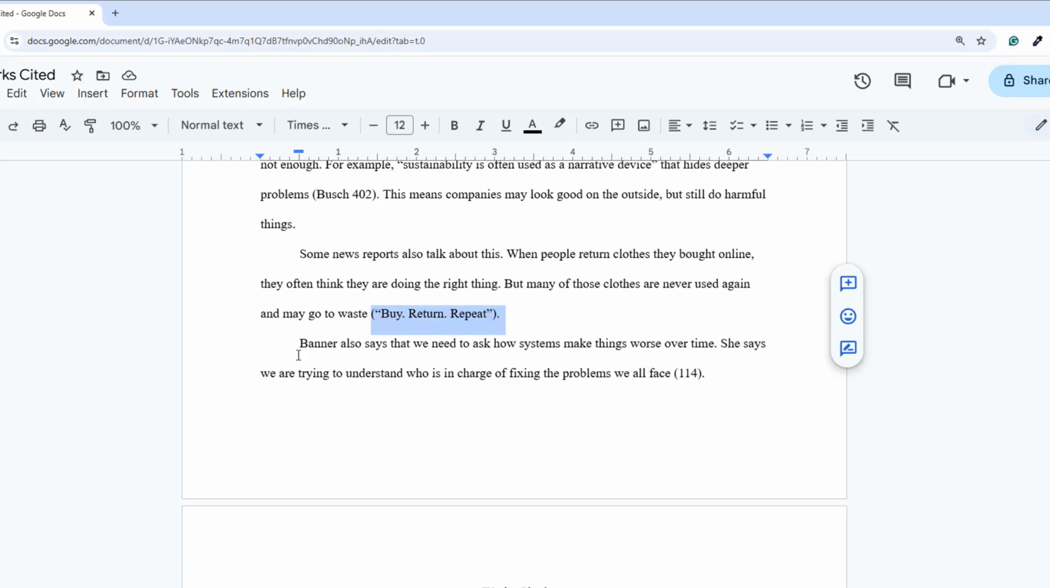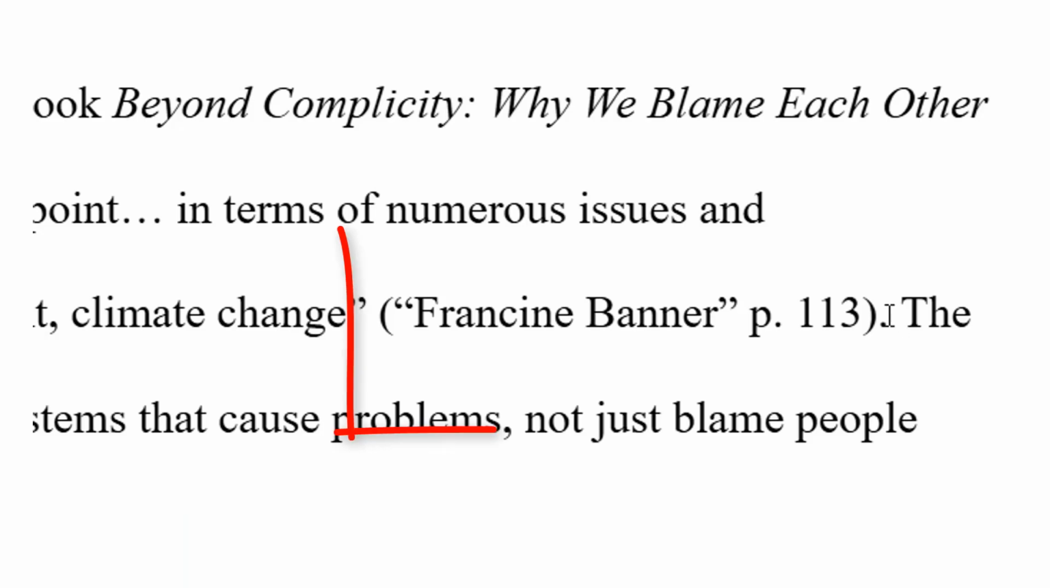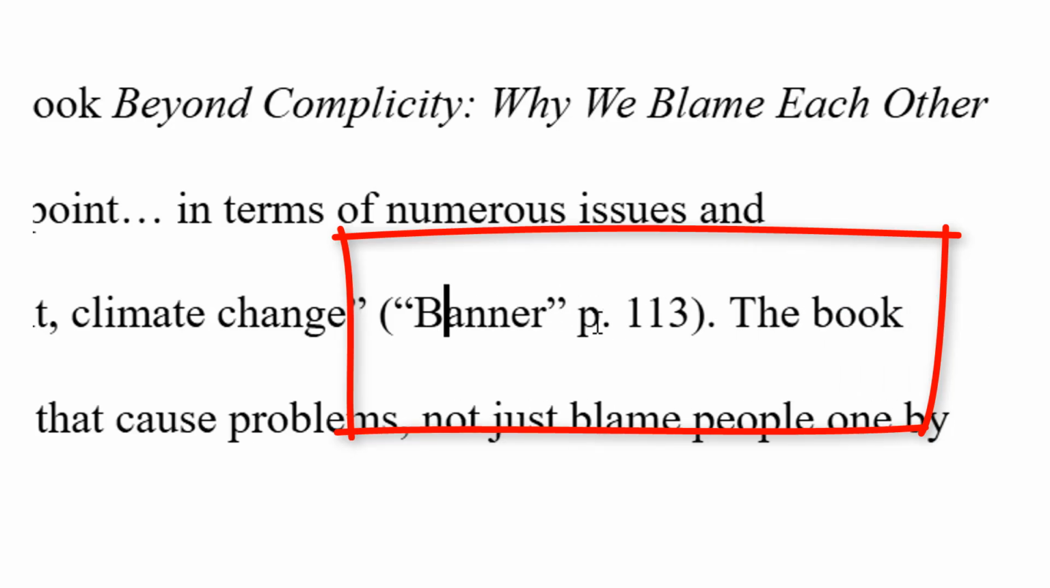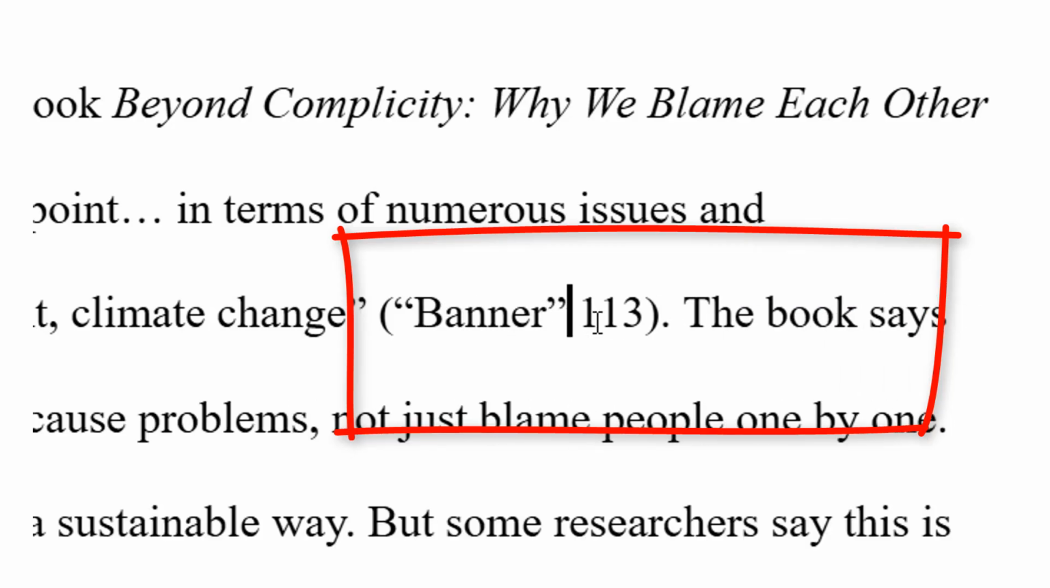Bonus tip, if you mention the author's name in your sentence, you don't need to include it again in parentheses. Just the page number is enough. Here's what not to do for an author, and here's the corrected version. Don't include full names, P for page, or quotation marks unless it's a title with no author.